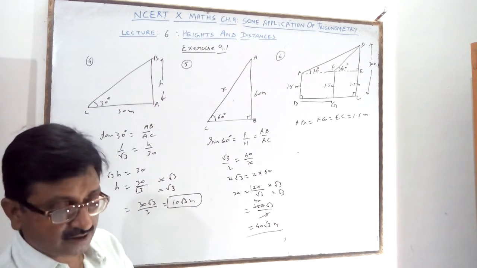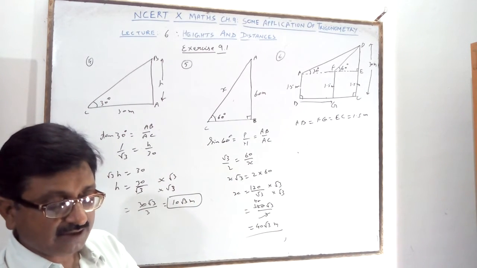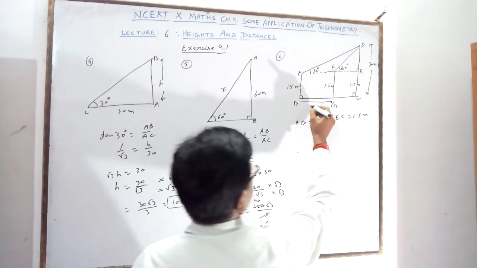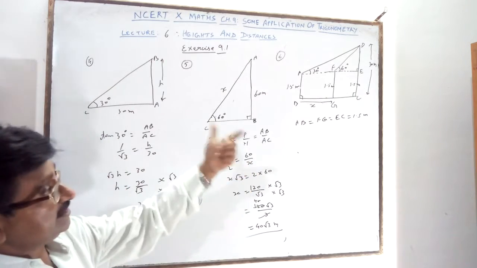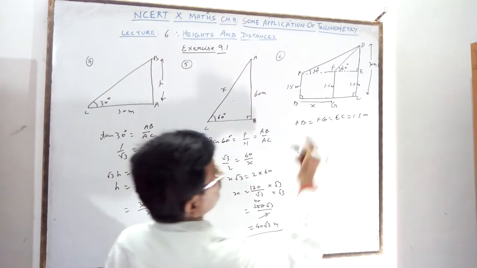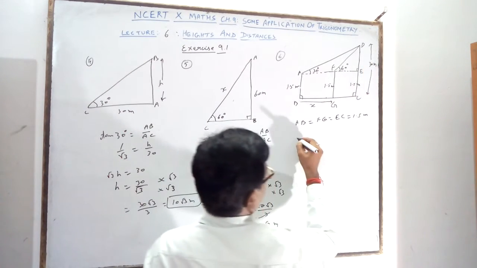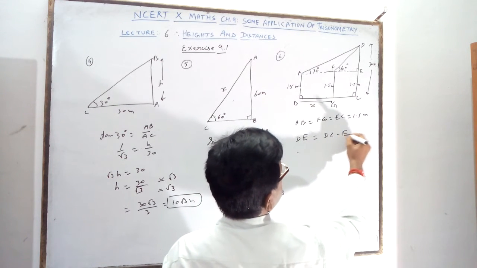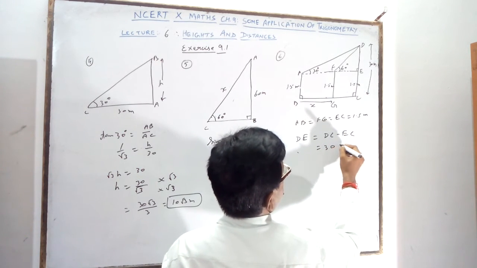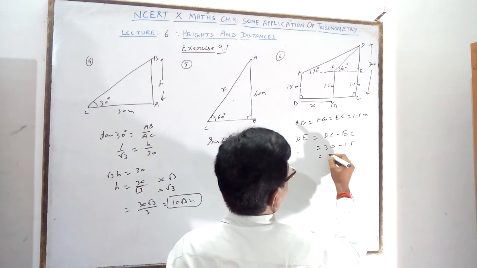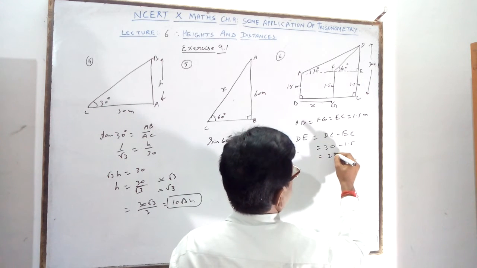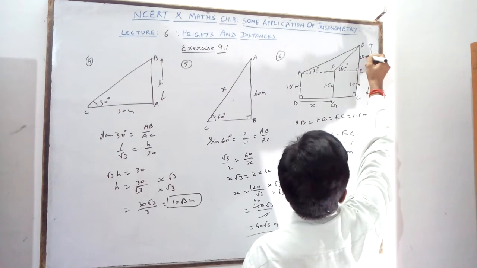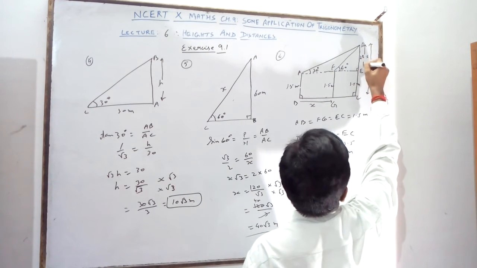What is the question? Find the distance he walked towards the building. You want to find BG. So how will you do it? There are two right triangles. First of all, find DE. DE is equal to DC minus EC, which is 30 meters minus 1.5 meters, and you get 28.5 meters. It is this part, till here.